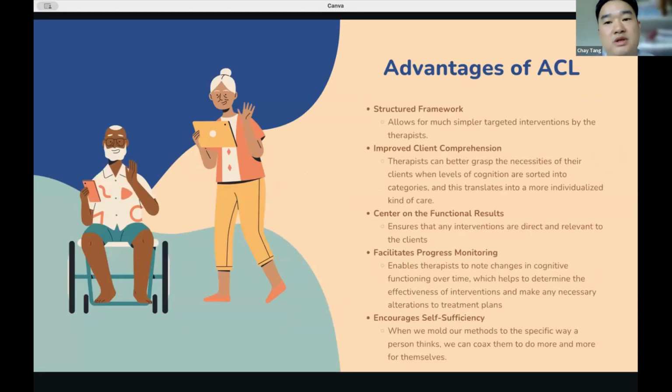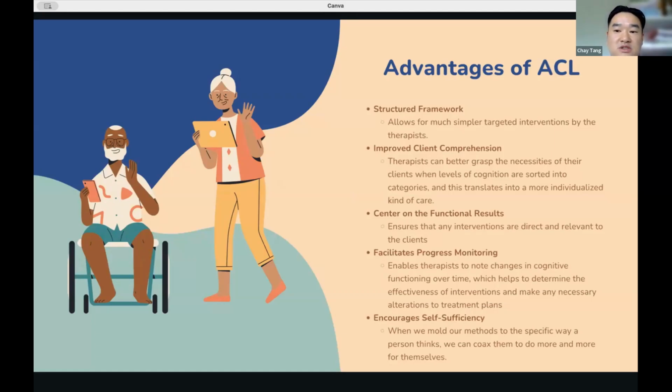Okay, and I'm going to be speaking regarding advantages of using the ACL. The ACL is a structured framework that allows for much simpler targeted interventions by the therapist and also improves client comprehension. Therapists can better grasp the needs of their clients when levels of cognition are sorted into categories, and this translates into more individualized care centered on functional results.